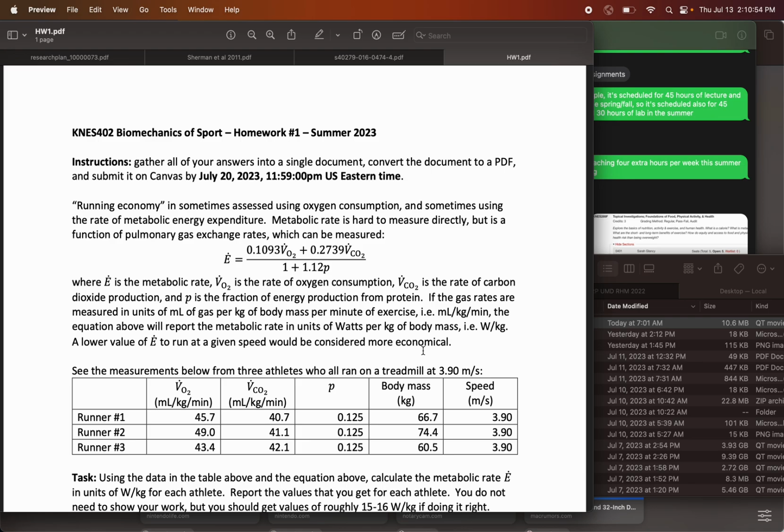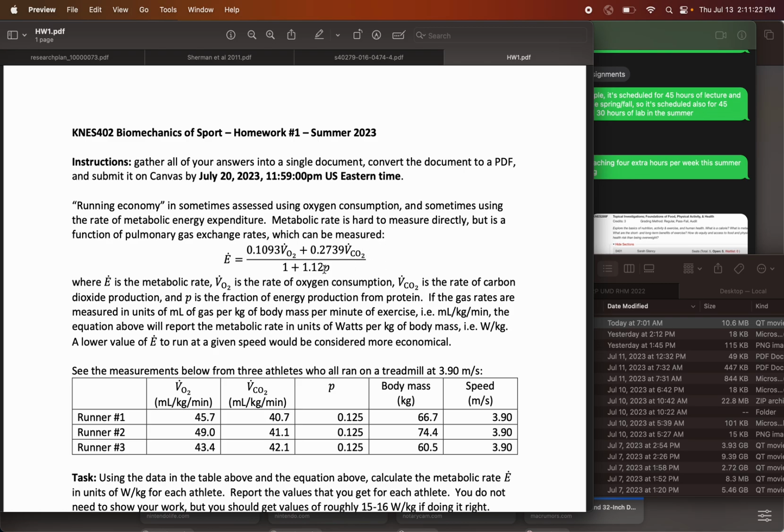Okay, let's step through a sample calculation here for homework number one, which is about assessing running economy. So we have an equation here for computing the rate of metabolic energy expenditure from the measured rate of oxygen consumption, VO2, the measured rate of carbon dioxide production, VCO2, and an assumption on the fraction of the energy that comes from protein as a fuel. These top two things here, VO2 and VCO2, we can measure those pretty easily.